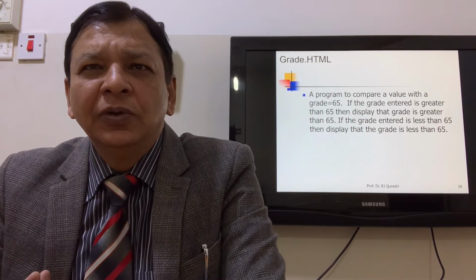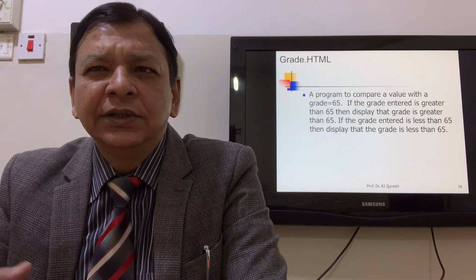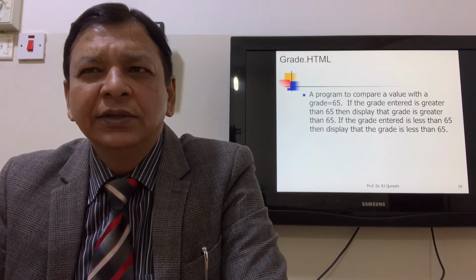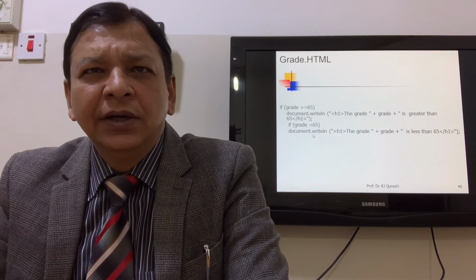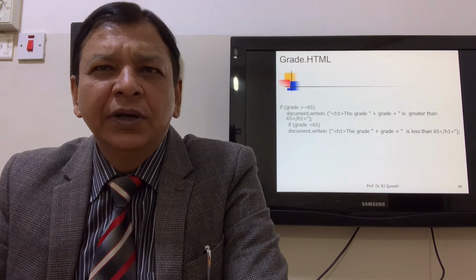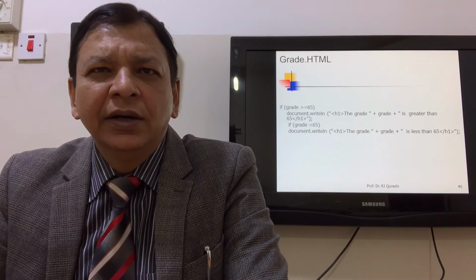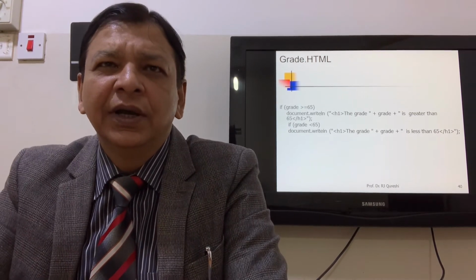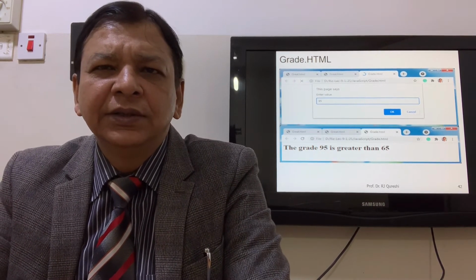In grade.html, a program to compare a value with a grade equal to 65. If the grade entered is greater than 65, then display that the grade is greater than 65. If the grade entered is less than 65, then display that the grade is less than 65. If grade is greater than or equal to 65, document.writeLine, "The grade is greater than 65." If grade is less than 65, document.writeLine, "The grade is less than 65." For example, I enter 95, the grade 95 is greater than 65.